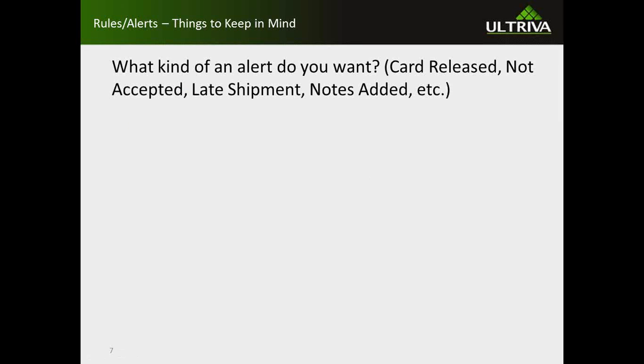A few things that you need to keep in mind as you're creating these rules is what kind of an alert do you want? You know, maybe when a card's released or rescheduled, maybe supplier has missed their ship date, maybe for adding notes. So what exactly do you want? And also you might want to check for an existing rule, because if there is a rule that's already out there, you don't want to create a duplicate and cause even more browser alerts or email alerts to be delivered.